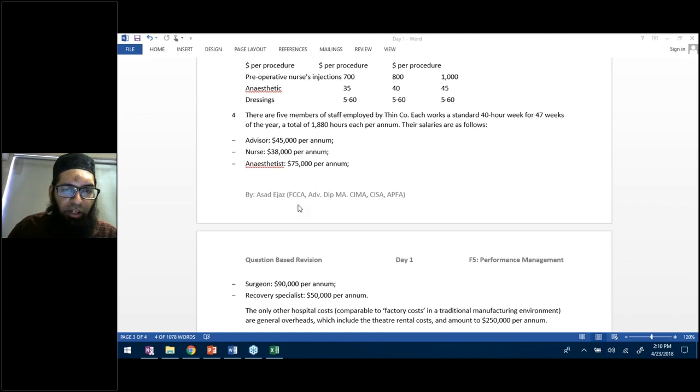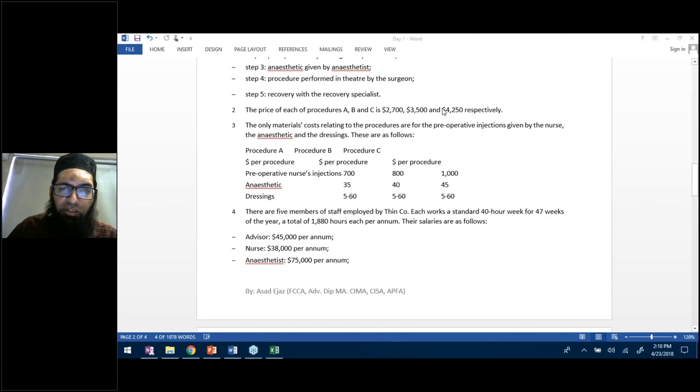Now, one of the students has asked me how you calculated the throughput per unit. The throughput per unit formula is selling price minus the material cost per unit. So we have been told that the price of procedure C is 4250. This is the selling price, and the material cost per unit for procedure C is 1000. For your visibility, let me just readjust it. This should be like this.